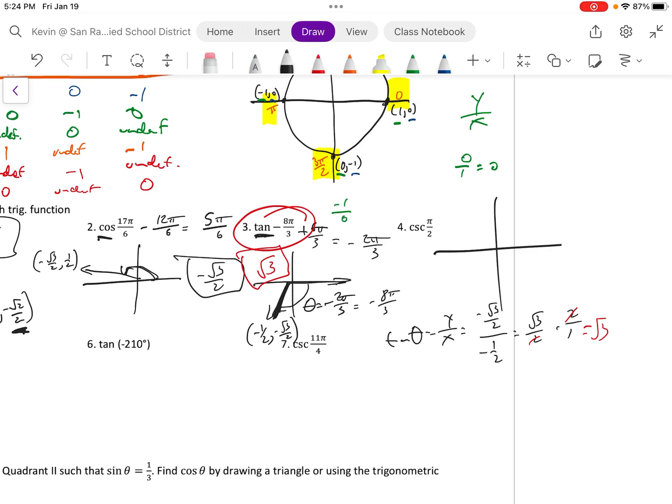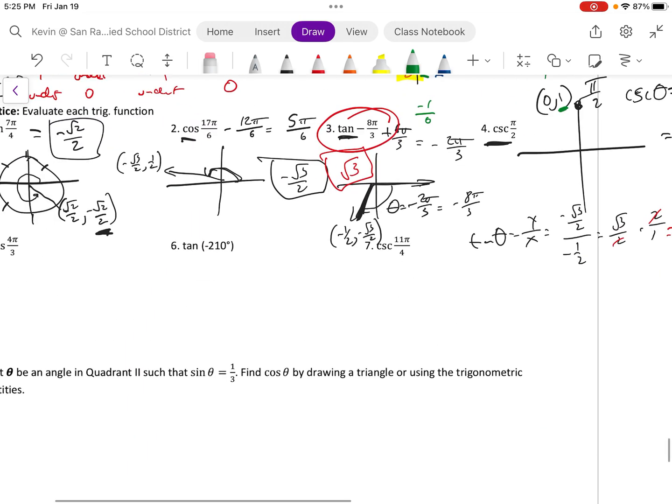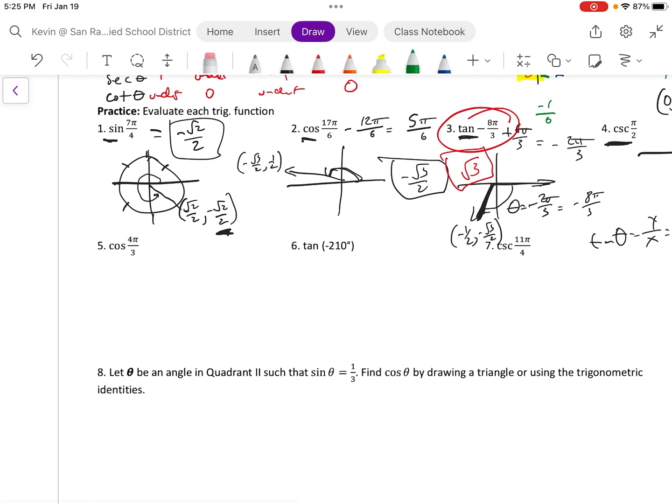All right, well, then we just saw that. Here is our pi over 2, right? Which is 0, 1. Cosecant theta equals 1 over sine theta. Sine theta, again, is our y value. So this would be 1 over 1 equals 1. Zipping along here.